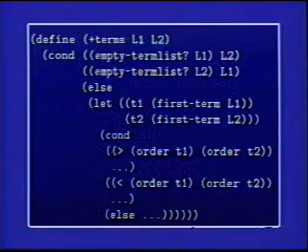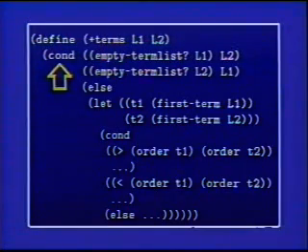Here's an overview of how we might add two term lists. So L1 and L2 are going to be two term lists. And a term list is a bunch of pairs, coefficient and order. And it's a big case analysis.